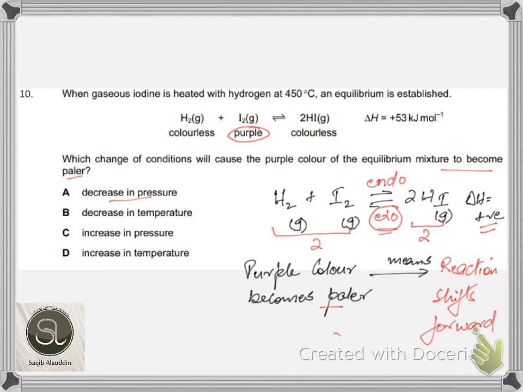The correct answer is D, because when you increase the temperature, the endothermic reaction, which is the forward reaction, is favored. When the forward reaction is favored, iodine will convert to HI and the purple color fades. So the correct answer is D, increase in temperature.